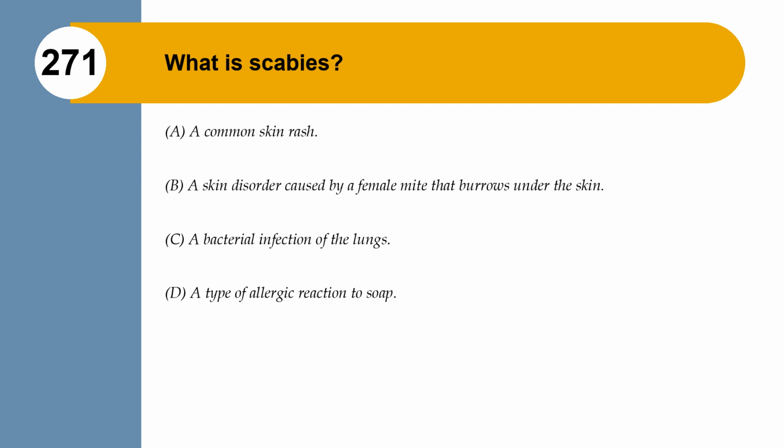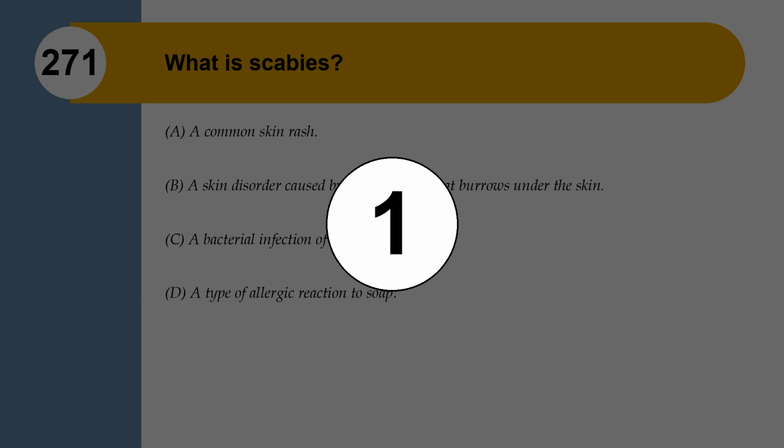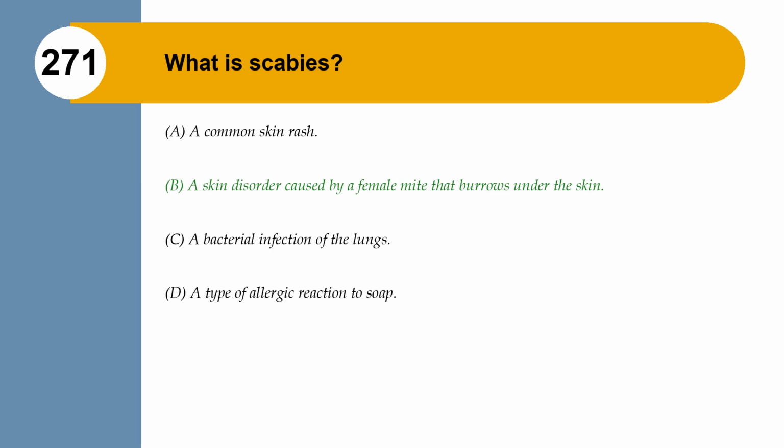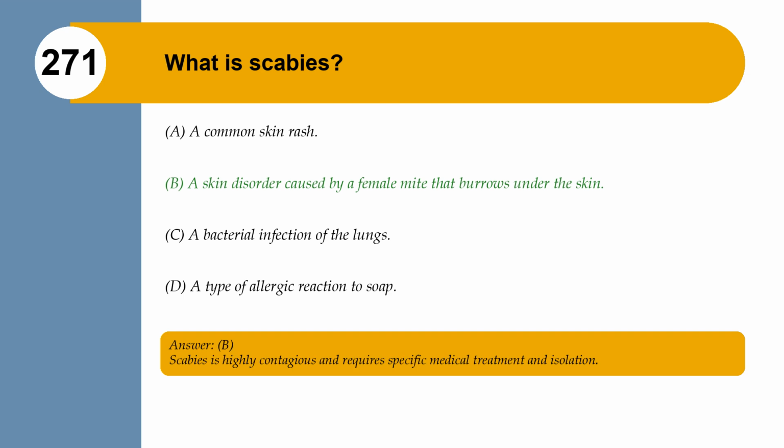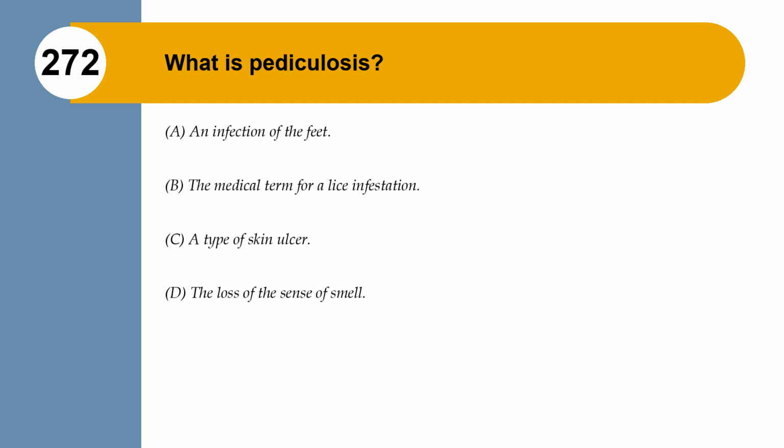Question 271. What is scabies? Option A, a common skin rash. Option B, a skin disorder caused by a female mite that burrows under the skin. Option C, a bacterial infection of the lungs. Option D, a type of allergic reaction to soap. The correct answer is option B, a skin disorder caused by a female mite that burrows under the skin. Explanation: scabies is highly contagious and requires specific medical treatment and isolation.